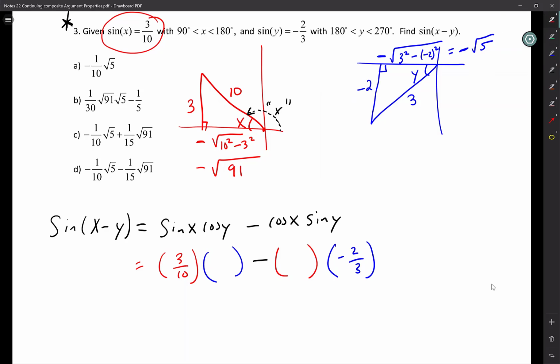All right, I'm going to fill it in, guys. I'm going to fill in the cosine y first. So cosine is adjacent over hypotenuse. Here's angle x, adjacent, hypotenuse. Negative square root of 91 over 10.